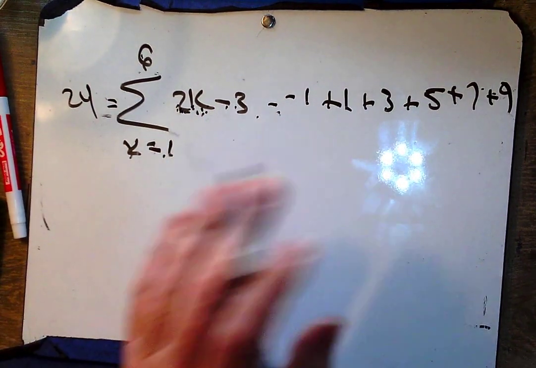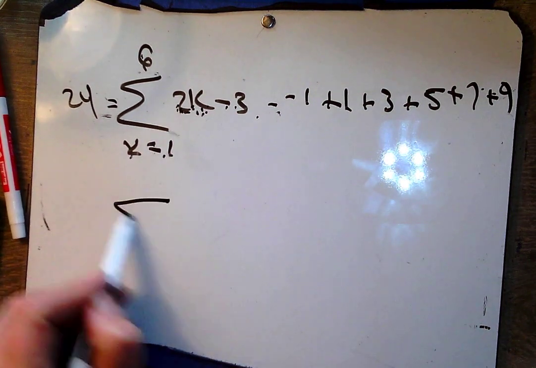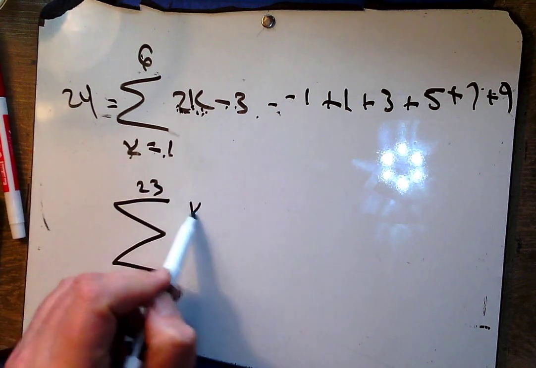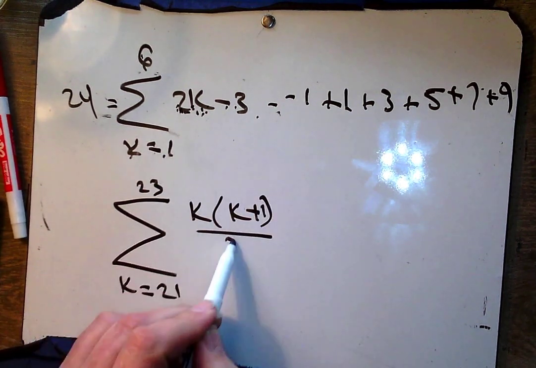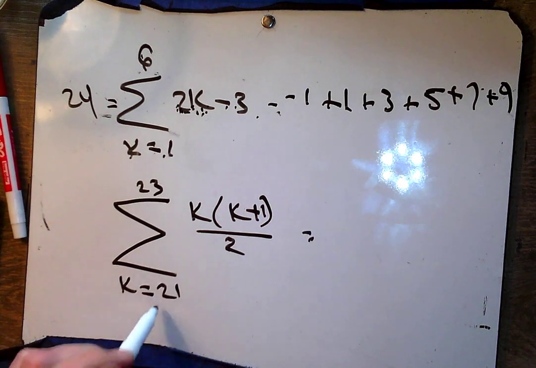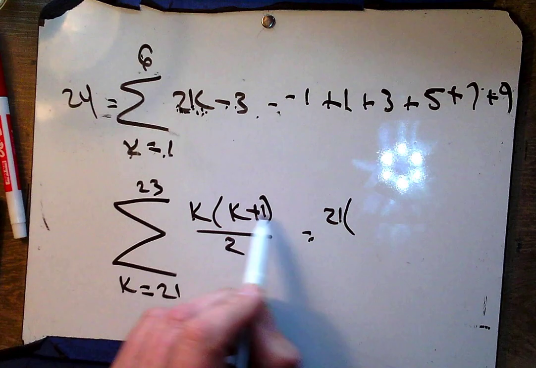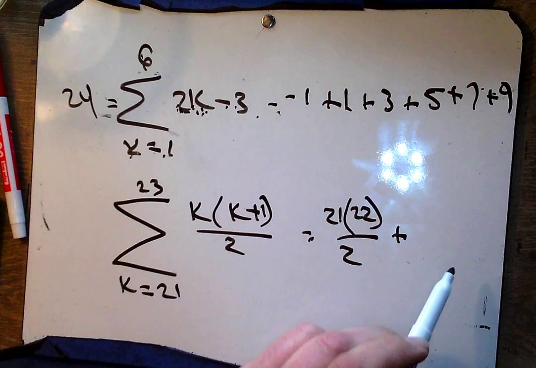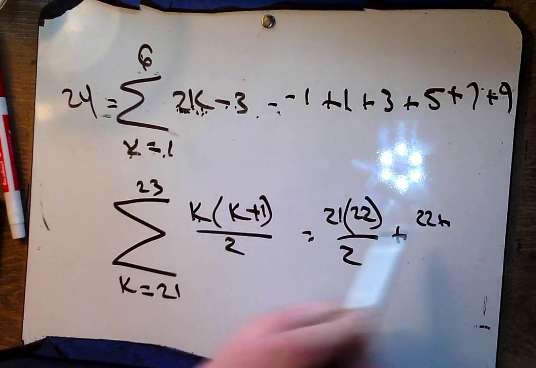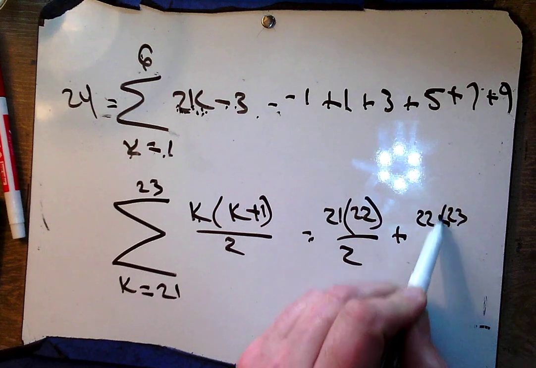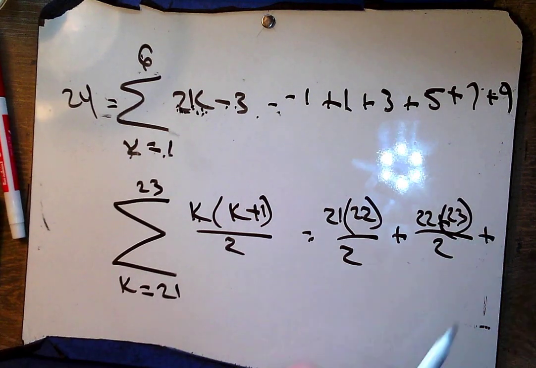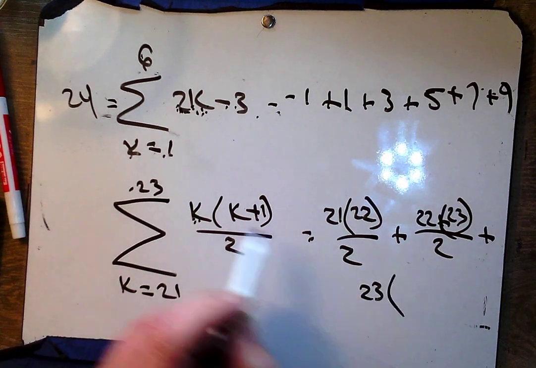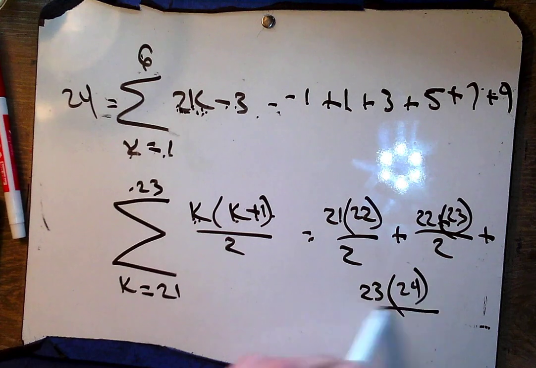All right. Even if I have something like k equals 21 to 23 of (k plus 1) over 2. Well, I'm going to start by plugging in a 21. 21 plus 1 is 22, over 2. And then I'm going to plug in the next value, which would be 22. 22 plus 1 is 23 over 2. And then finally, I'm going to plug in a 23. So plus 23 plus 1 is 24 over 2.